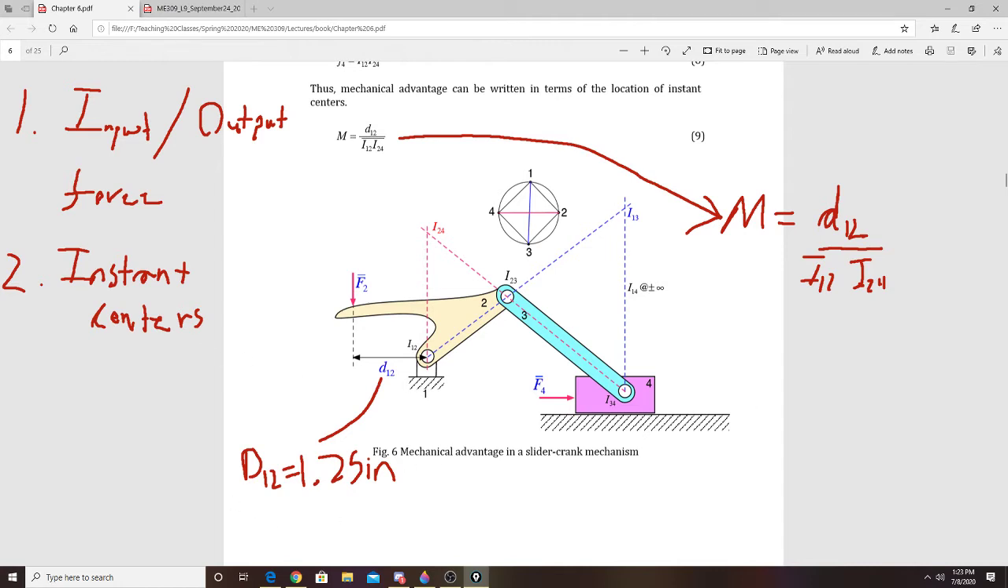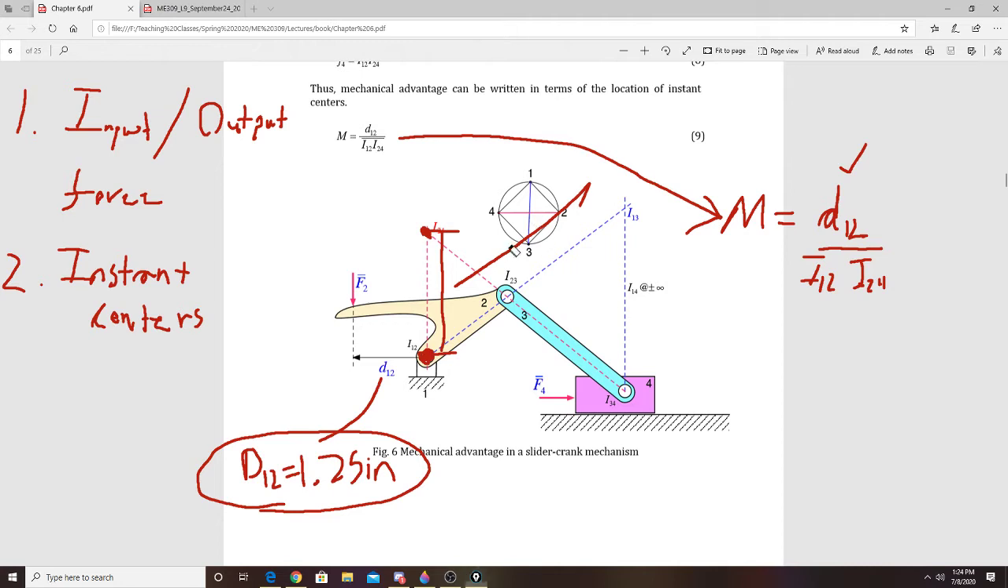So I stated that this is 1.25. So we have this one right here now. Now we need I12, I24. So I12 is right here at this point, and I24 is up here. So we need to measure that as well. So you would take your ruler and place it across the paper and find this length right here.